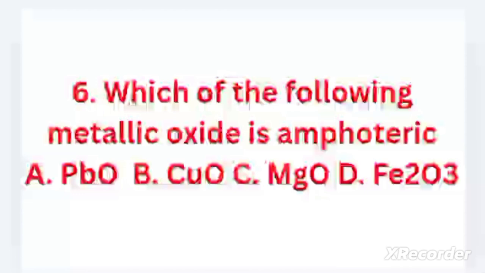Now, copper oxide is not the answer because copper oxide is a basic oxide. Also, we have magnesium oxide, which is strongly a basic oxide as well, and we have iron 2 oxide, also a basic oxide. So our correct answer is lead oxide because it can react with both acid and base. So they are known as amphoteric oxides.